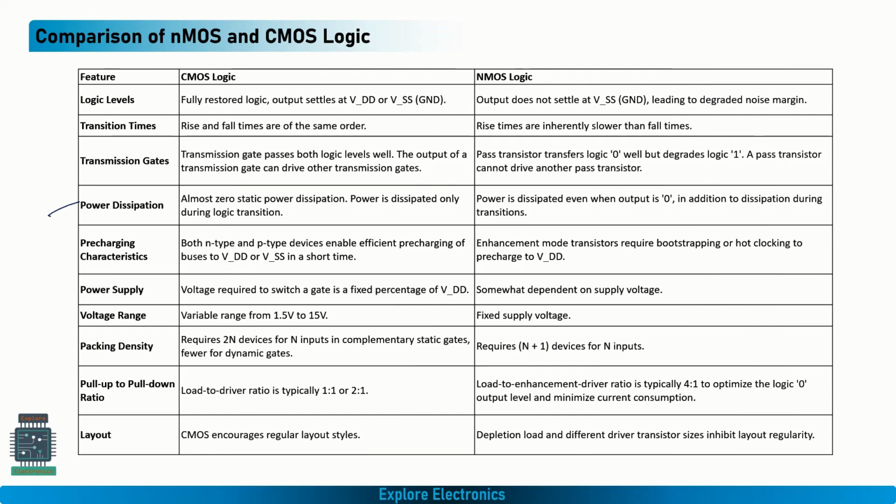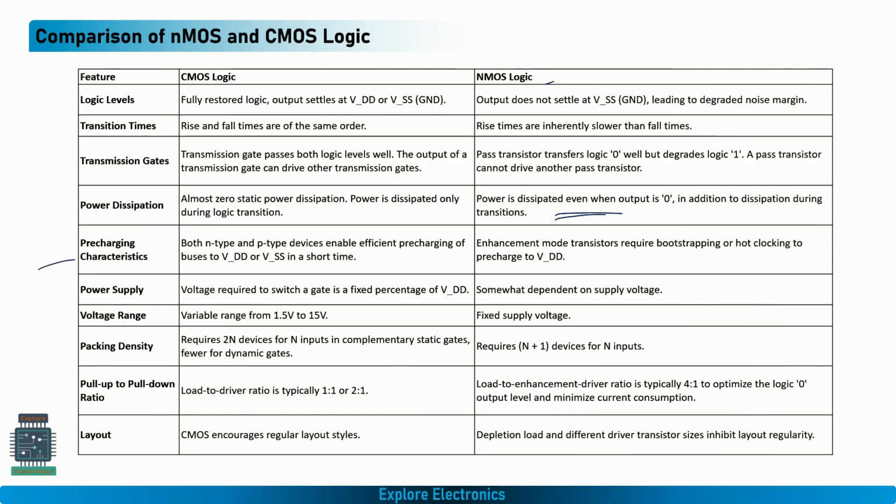If you come to the power dissipation, CMOS will have 0 static power dissipation. Why? Because sometimes pull up will be on, sometimes pull down will be on. At a time, both the logics will not be on in CMOS logic. But in nMOS logic, pull up will be always on. So there will be more power dissipation as far as static power consumption is concerned.